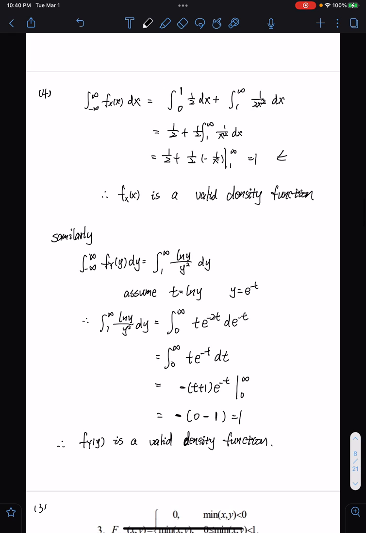In order to get the value, we also need to use a substitution method, letting t equal ln y and y equal e to the power of t. So we can rewrite these integral functions here and simplify, do some calculations, and finally we will have the integral of fy equals 1, which means fy is also a valid density function. That's all.